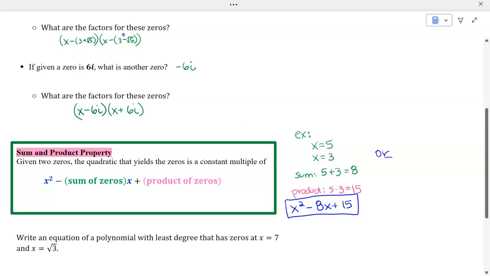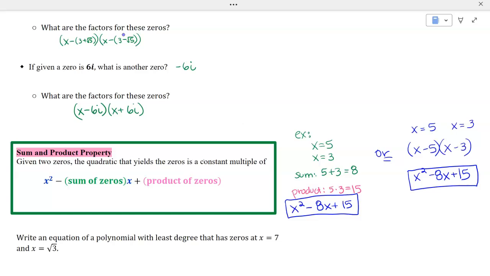Now, another way, and what you've been doing before, if you know you have a zero at x equals 5 and x equals 3, we can actually make the factors. If a zero is x equals 5, we know that the factor is x minus 5. And if we know the zero is x equals 3, then our factor is x minus 3. And if we FOIL this out and combine our outer and inner terms, we would end up getting x squared minus 8x plus 15, which is exactly the same thing that we got using the sum and product.